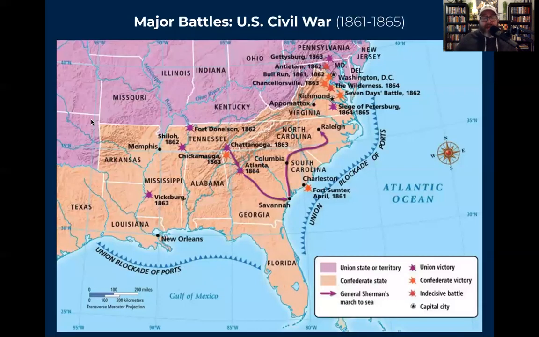And so the major battles of the Civil War, we're going to spend a little bit more time talking about that in the next session. And we're not really going to make you responsible for memorizing all these battles. I'm not throwing this map up here for you to push pause and write down all of these with the dates.